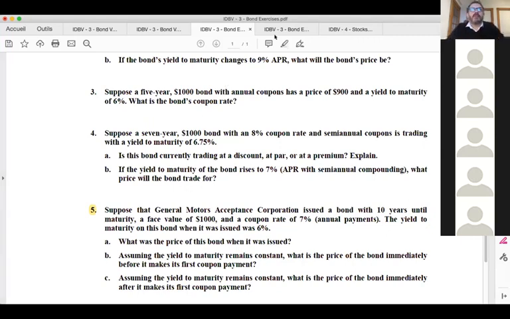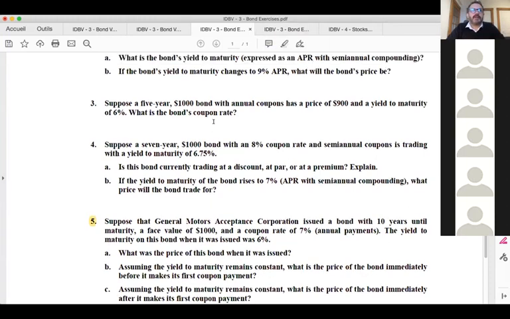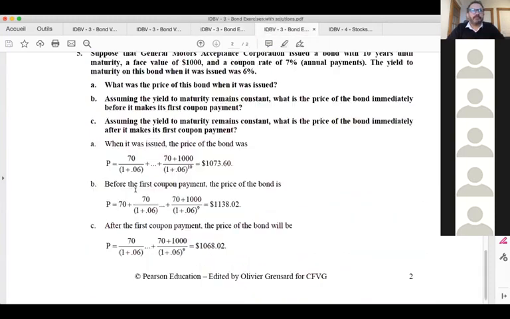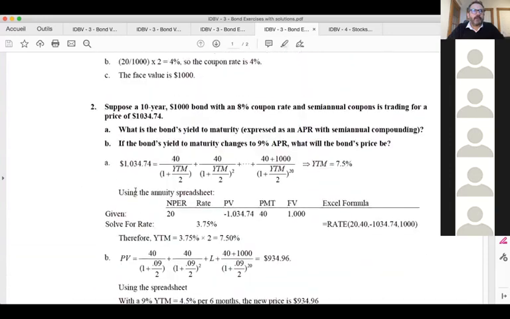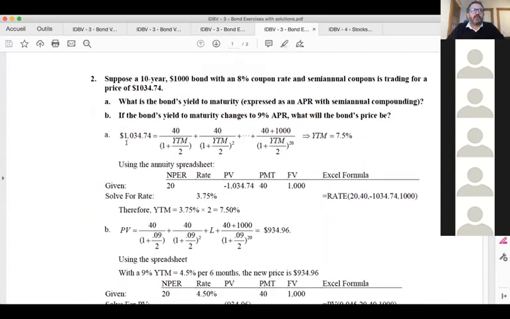Okay, so I just take the lead for exercise number 2. Suppose a 10-year, $1,000 bond with an 8% coupon rate and semi-annual coupons is trading for a price of $1,034.74. What is the bond yield to maturity? Since we have a price which is higher than the face value, the yield to maturity must be lower than 8% on an annual basis.